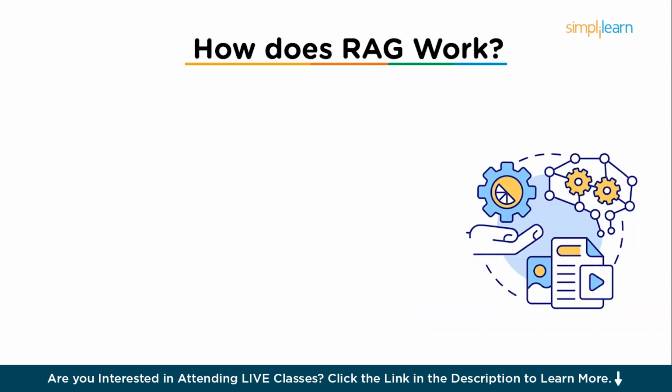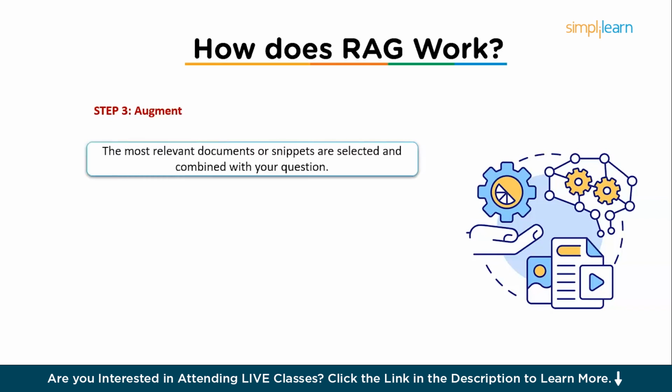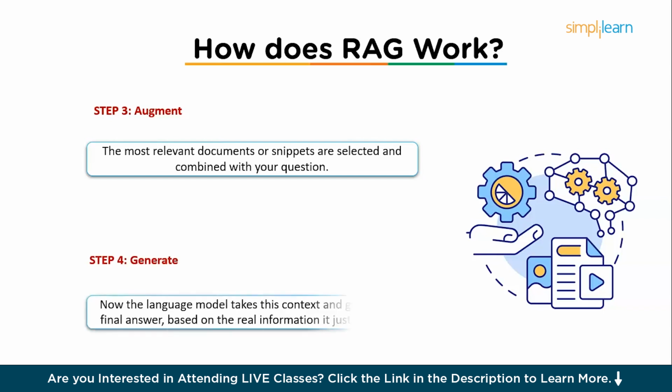Then we have the third step, augment. The most relevant documents or snippets are selected and combined with your question. And then we have our fourth step, that is generate. Now the language model like GPT or BERT takes this context and generates a final answer based on the real information it just retrieved.